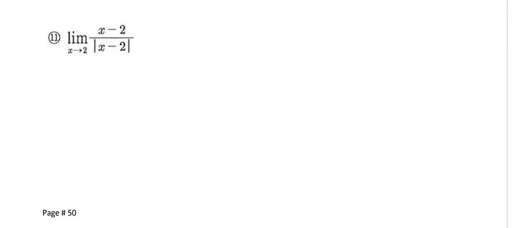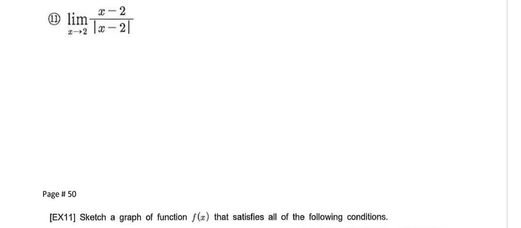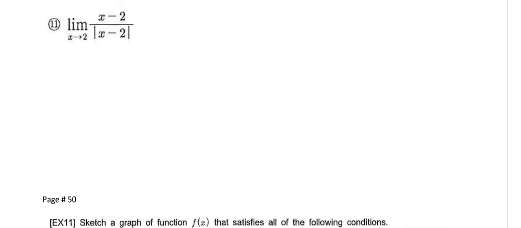This one's another brutal question because it's not a one-sided limit, so we have to approach it from the left-hand side and the right-hand side to solve it. Okay, let's do this. So now this is the limit as x approaches 2 from the left-hand side. So now my function would be x minus 2 divided by negative bracket x minus 2.